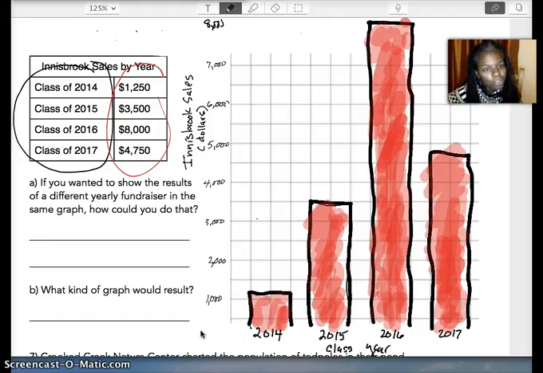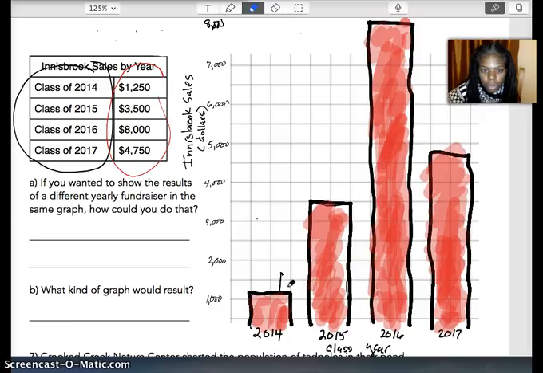This question asks: if you wanted to show the results of different yearly fundraisers in the same graph, what could you do? This is in reference to what we remembered when we had side-by-side bar graphs. We might have something like, let me use a color here, the bake sale. And the bake sale for the class of 2014 may have raised $2,000. I'm making up this data, but I'm showing how you could represent a different bit of information on the same graph. What kind of bars am I making?